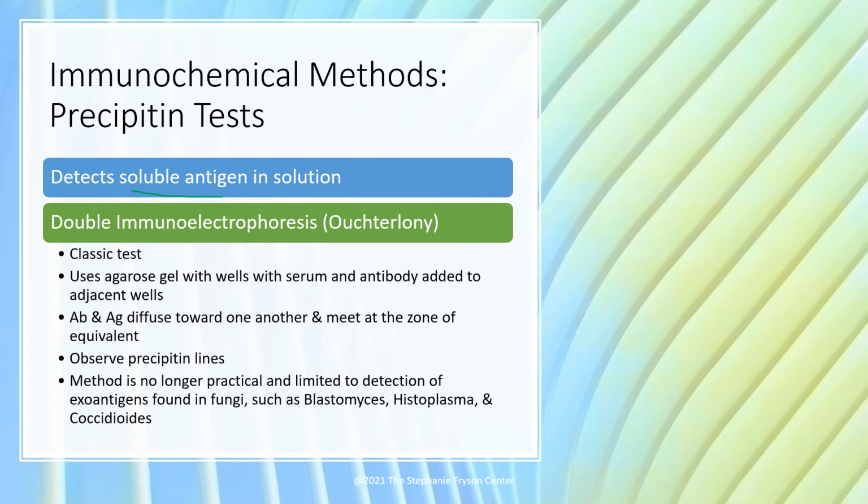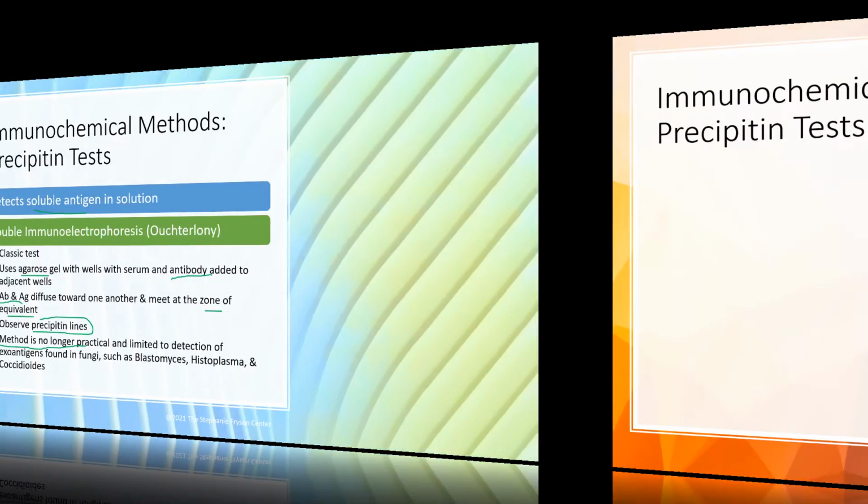So Ouchterlony is a classic test which uses agar gel. Wells are there, you have serum, and you have antibody added to the wells. And then you're going to look for the antigen and antibody to move towards one another, and they meet in what's called a zone of equivalence. So when they meet, it's going to form the precipitin line, and that's what you're measuring. Okay, so here's the thing. It's not really practical, right? Why? One, because it doesn't pick up everything, and two, it's time consuming. And everything is about time nowadays.